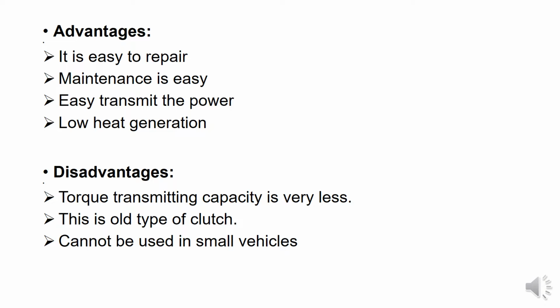Disadvantage: the torque transmitting capacity is very low. The reason is that only a single layer of lining is engaged with the flywheel, so the torque is reduced. Another disadvantage is that this is an old type of clutch, and it cannot be used in small vehicles, because a single plate means the diameter of the disc will be large and heavy. Because of the design factor, it cannot be utilized in small vehicles.